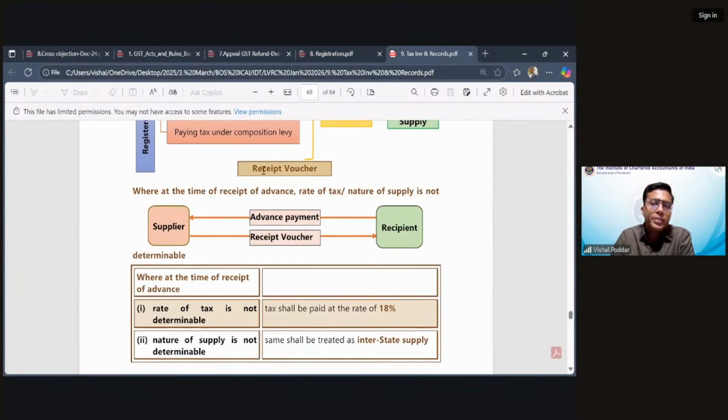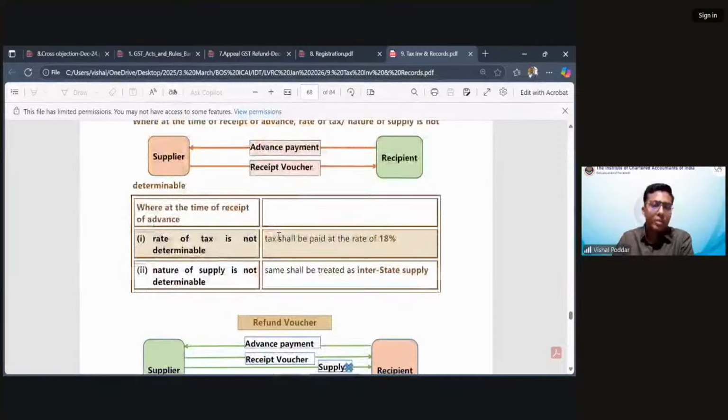Next, the receipt voucher. Now what is this receipt voucher? Whenever you have taken an advance, to report this advance in your GST records and in your GST returns, you require a document. Since till date a supply has not happened, you are not obligated to issue an invoice, whether it may be a tax invoice or a bill of supply. Why? Because the supply has not happened. You have only received money in advance. In such cases, to report this advance payment received, you will be giving the recipient a receipt voucher. That is what a receipt voucher is.